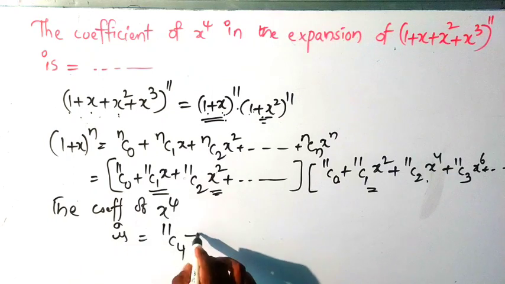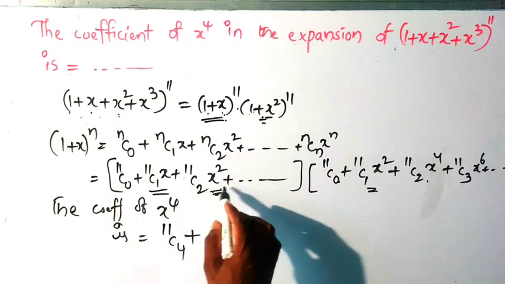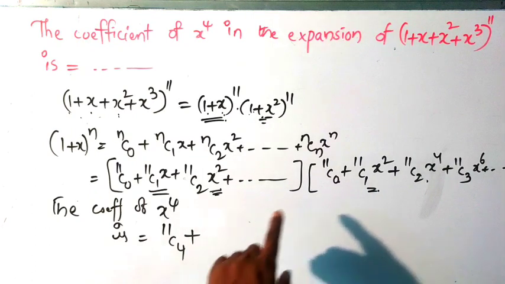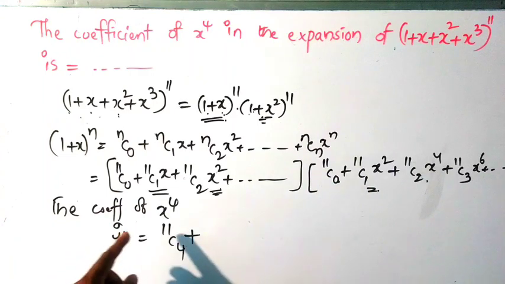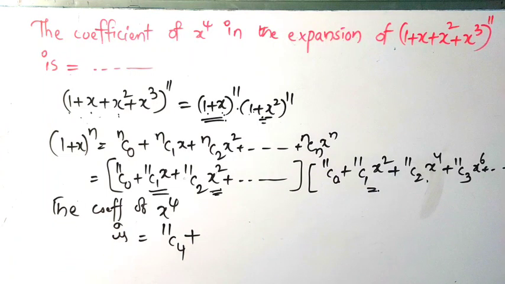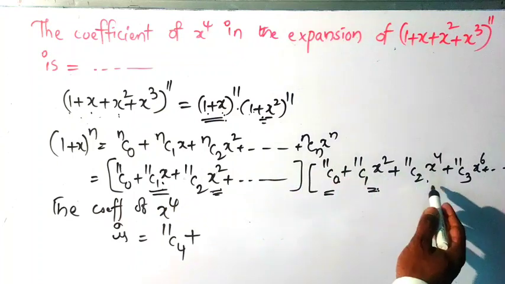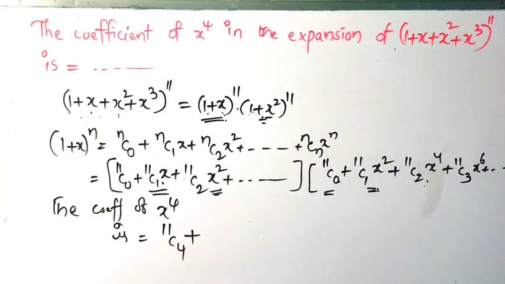Not only 11C4. Suppose 11C4 x power of 4 is multiplied by 11C0, we get 11C4 x power of 4 here, and this value is nothing but 1. Next, x into x³ we get x power of 4, x into x power of 4 gives x power of 5. So we don't get an x power of 4 value by multiplying with 11C1 x.